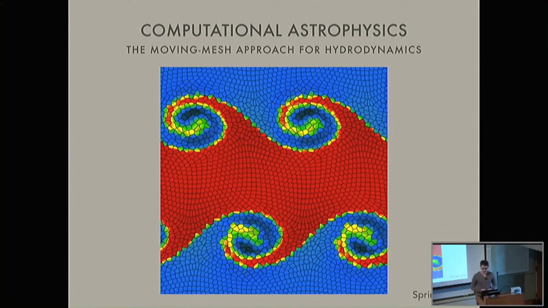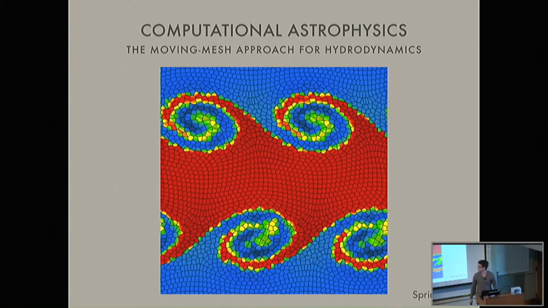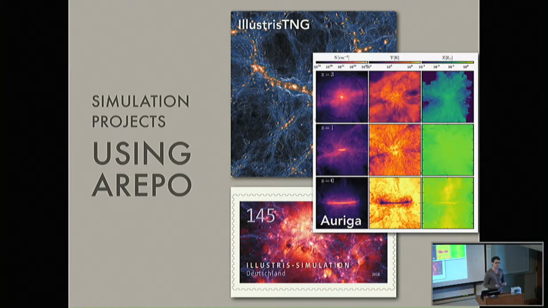So these are the main equations. Let me briefly mention some of the simulation projects that have been using this code over the last 10 years. I think the most visible ones, you might have heard a lot about them here already: the Illustris simulation, the newer version Illustris TNG, and the Auriga simulation, which is a cosmological zoom simulation of Milky Way-sized galaxies, so mostly in the area of galaxy formation.